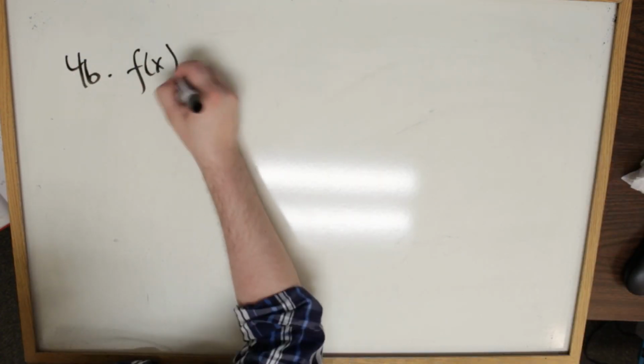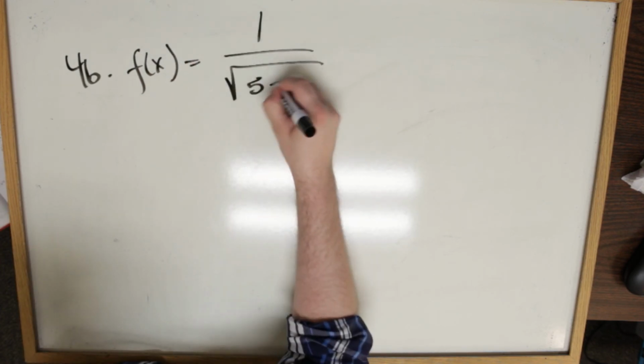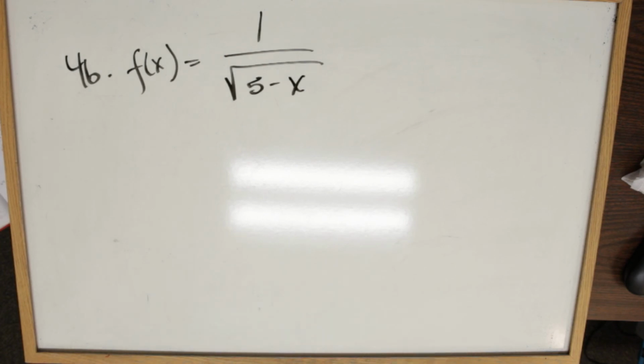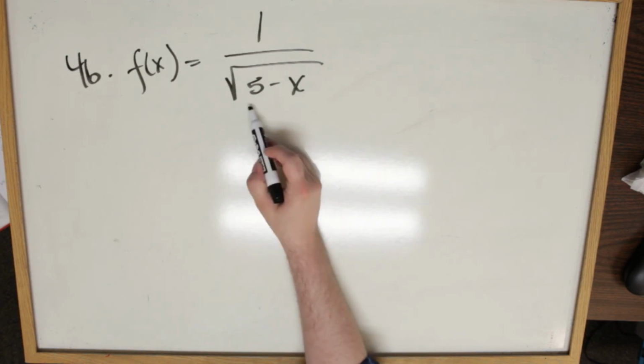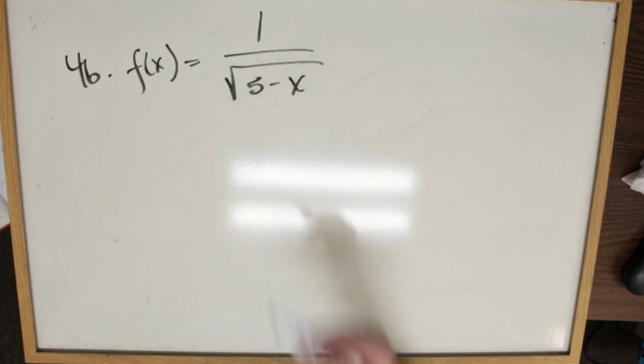F of x is equal to 1 over square root 5 minus x. Okay, so when we have a fractional problem like this, we cannot have the denominator equal to 0. When we have something with a square root, everything that's underneath it has to be greater than or equal to 0. So you can see that there's a bit of a problem here, because if I have something that's greater than or equal to 0 right here, I still might potentially get a 0 in the denominator.